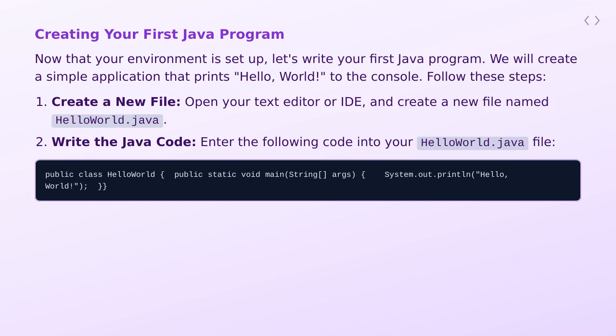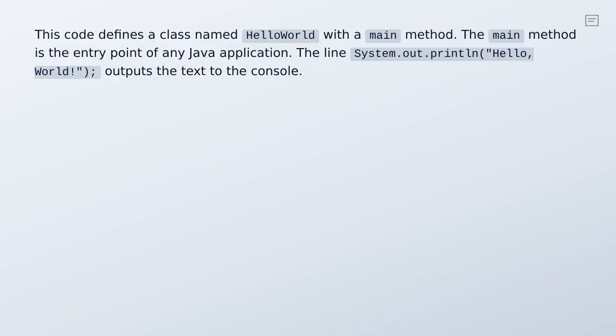Review the class shown on screen and how its members are organized. This code defines a class named HelloWorld with a main method. The main method is the entry point of any Java application. The line outputs the text to the console.